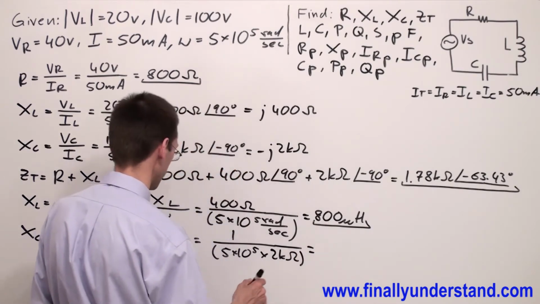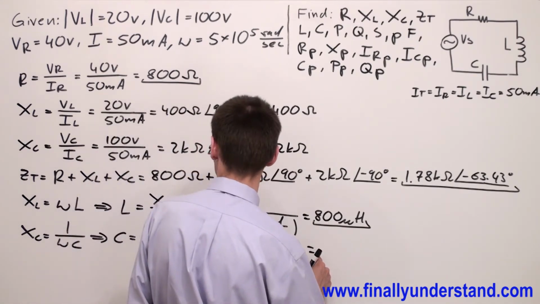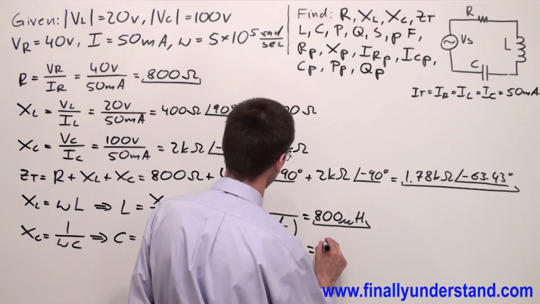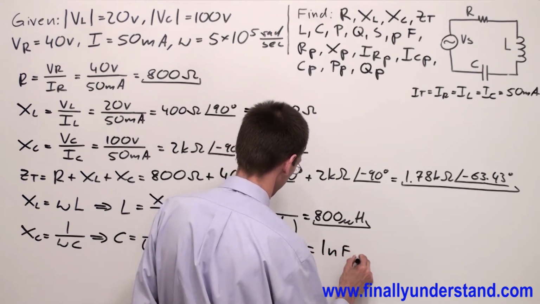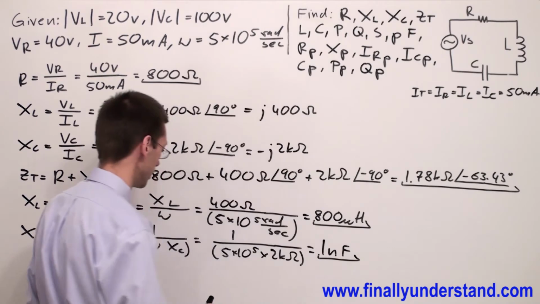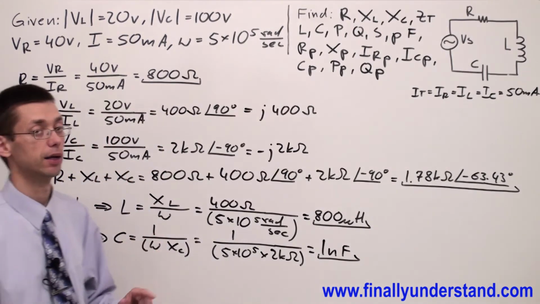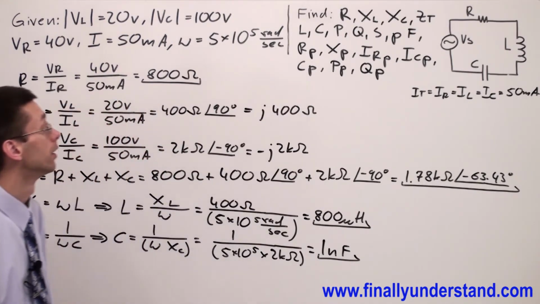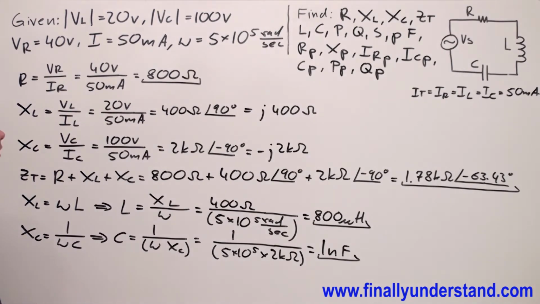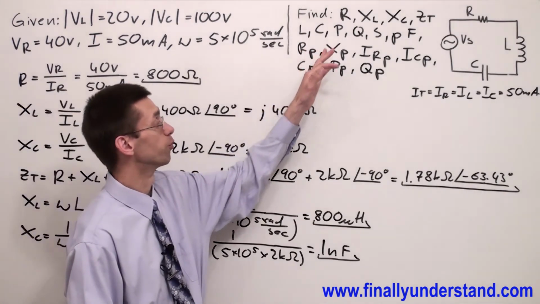This is equal 1 nanofarad. Okay, so this is the capacitance in my series circuit. Next, we're supposed to find the true power.